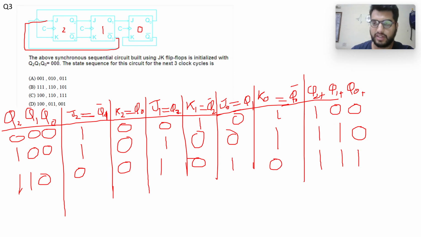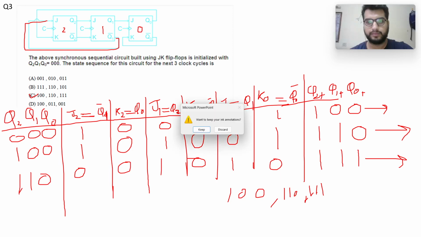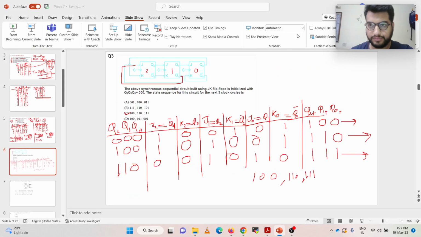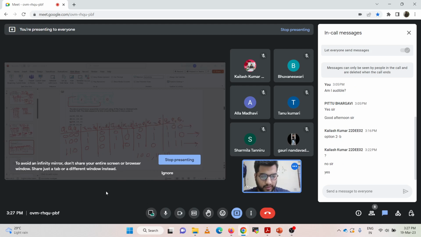So the next 3 states after 0 0 0 are 1 0 0, 1 1 0 and 1 1 1. So option C is my correct answer. So any doubts here?